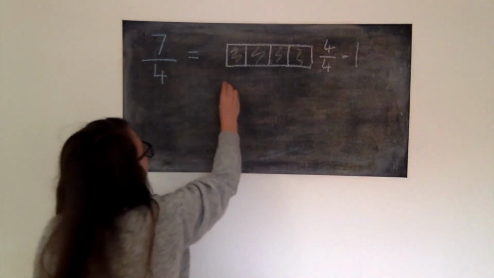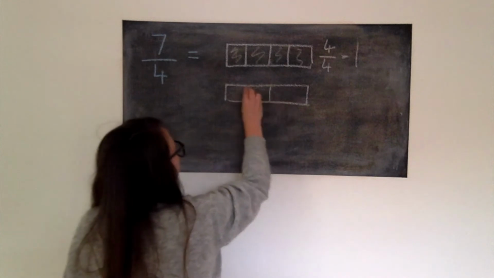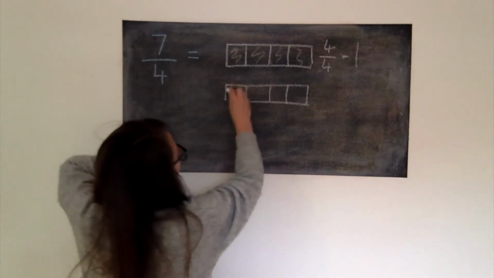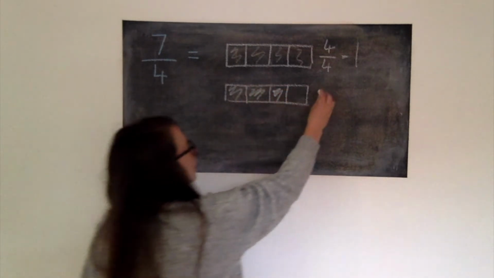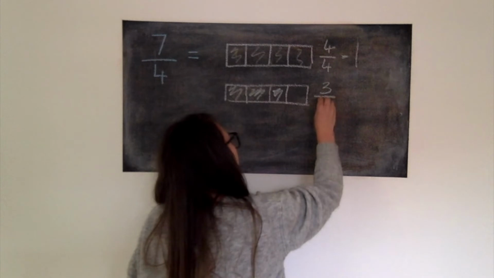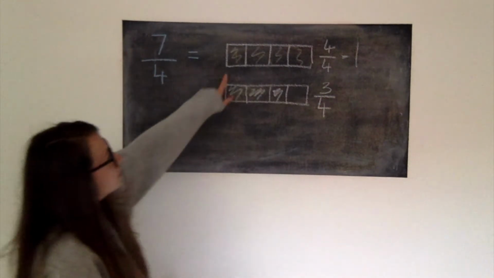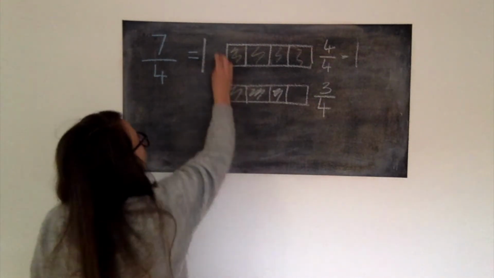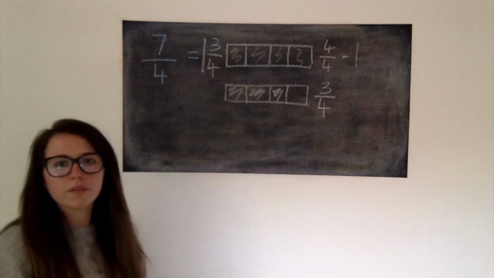I haven't got enough, so I need to draw another bar. Again, split into 4 because that's my denominator. How many more do I need? So I've got 4, 5, 6, 7. So I've just shaded 3 out of the 4 pieces. So we've got 7/4 is the same as 1 whole and 3/4. Well done if you got that.